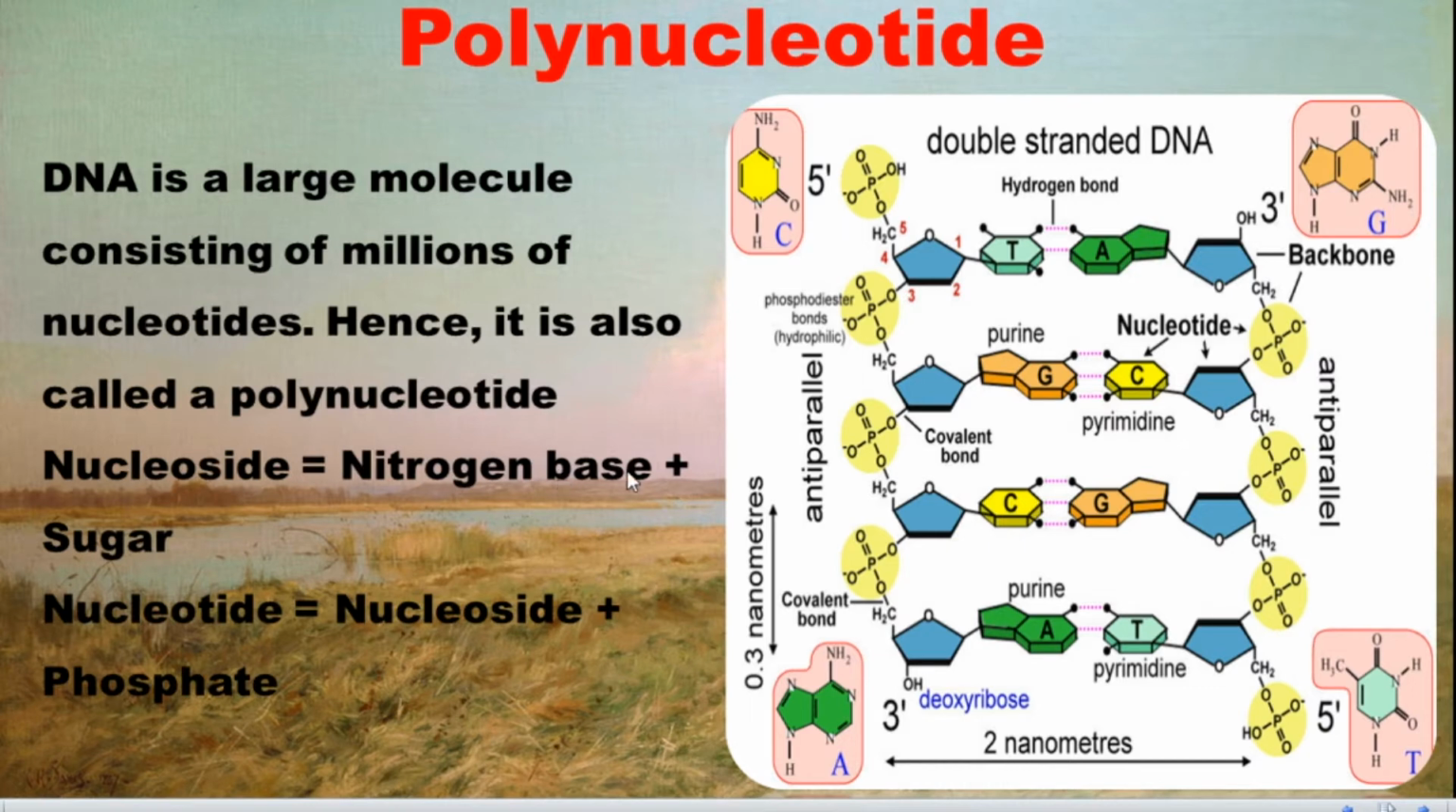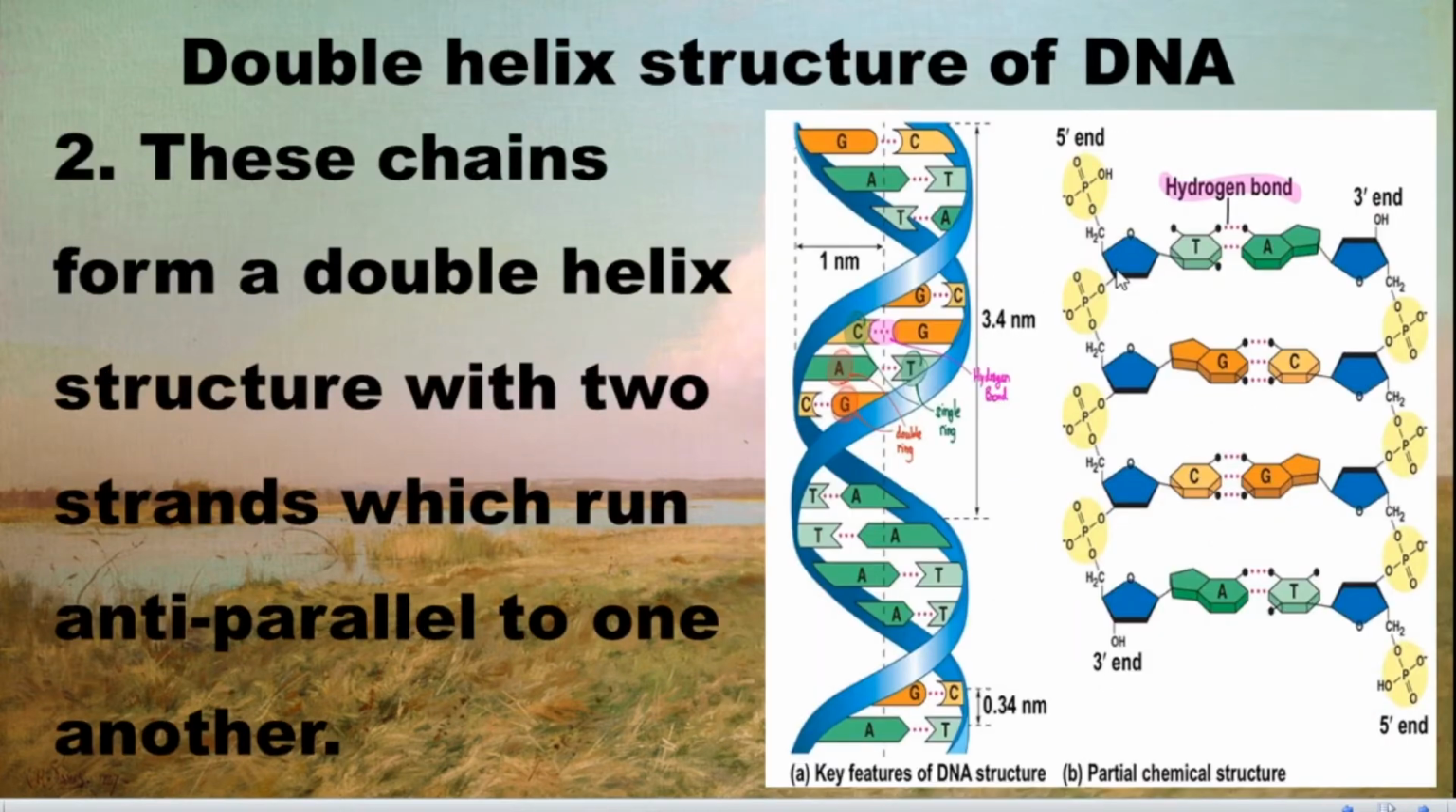Nucleoside is nitrogenous bases plus sugar. Nucleotide means nitrogenous bases plus sugar and phosphate group. So this is the chemical composition of the DNA. Now the double helical structure of the DNA.